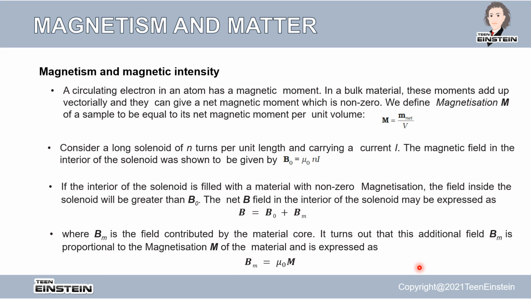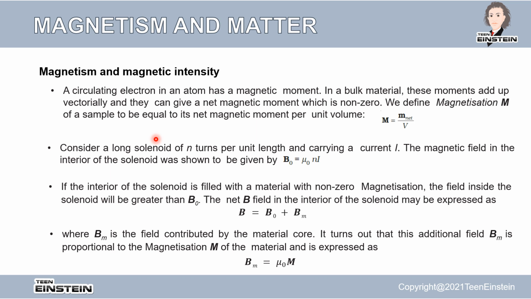Okay. Now we will look at what is magnetic intensity. So now we have come to the discussion of what happens when you keep a material in a magnetic field. We already talked about this in the last lecture, that if you have an electron revolving around a nucleus in an atom, it gives rise to a magnetic moment, right? So we will look into it more. A circulating electron in an atom has a magnetic moment. In a bulk material, these moments add up vectorially and they can give a net magnetic moment which is non-zero, because a bulk material is nothing but a collection of atoms, molecules, right?